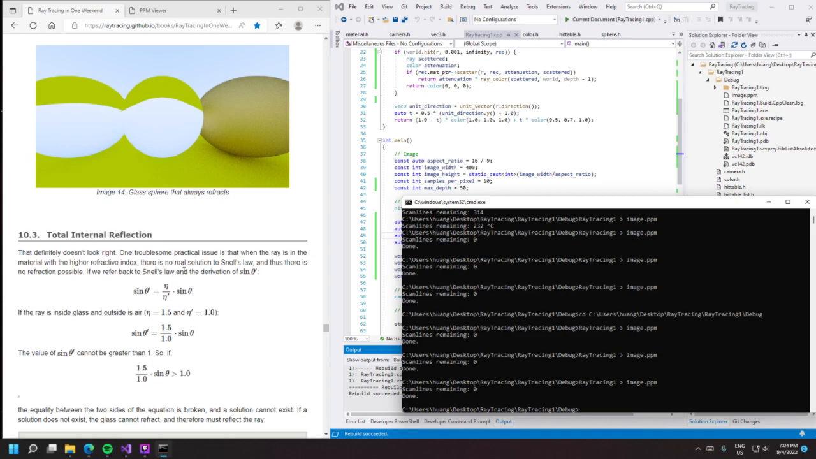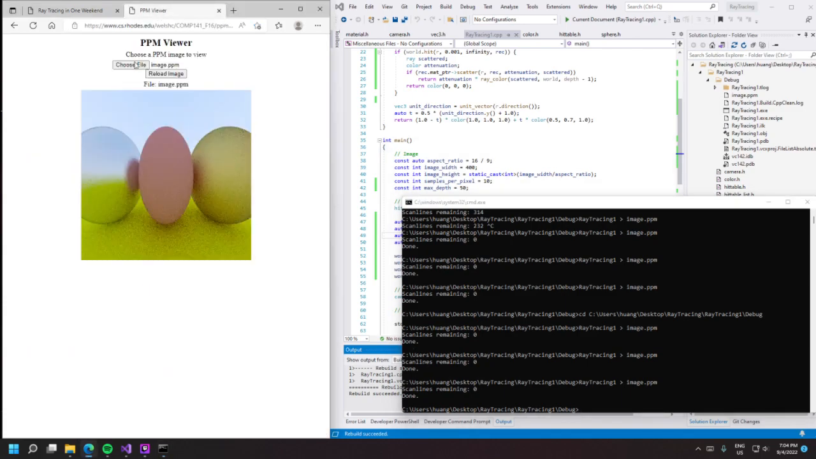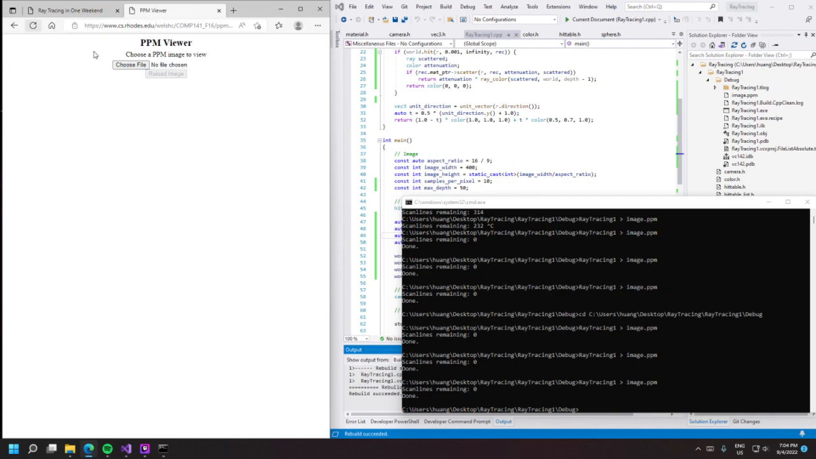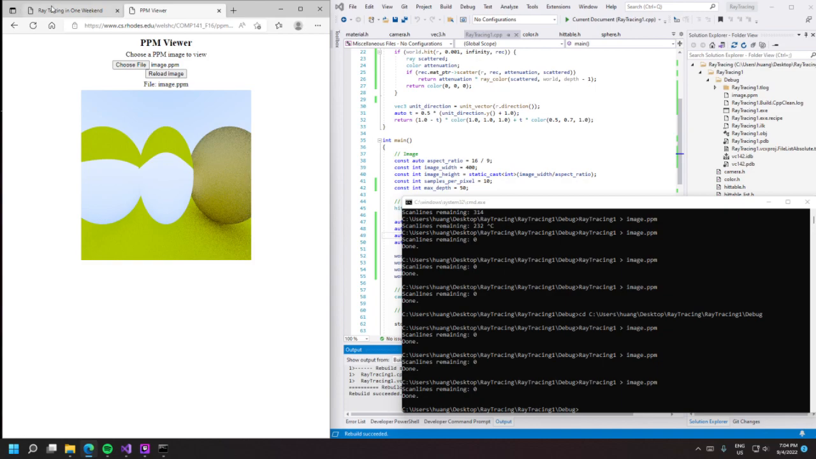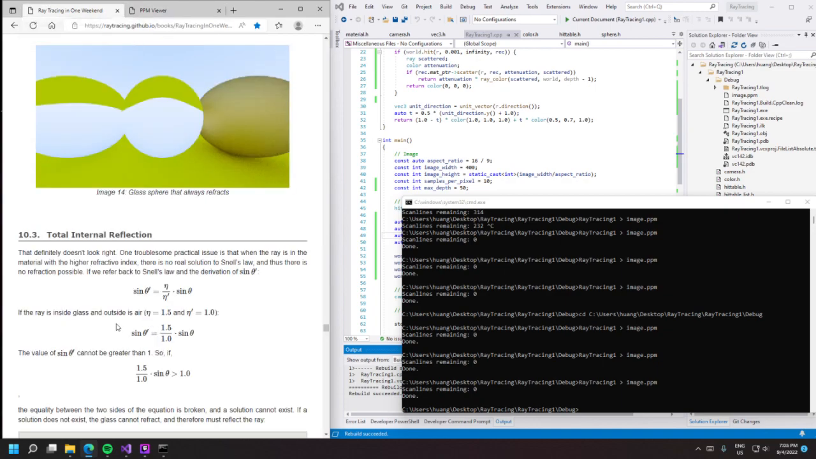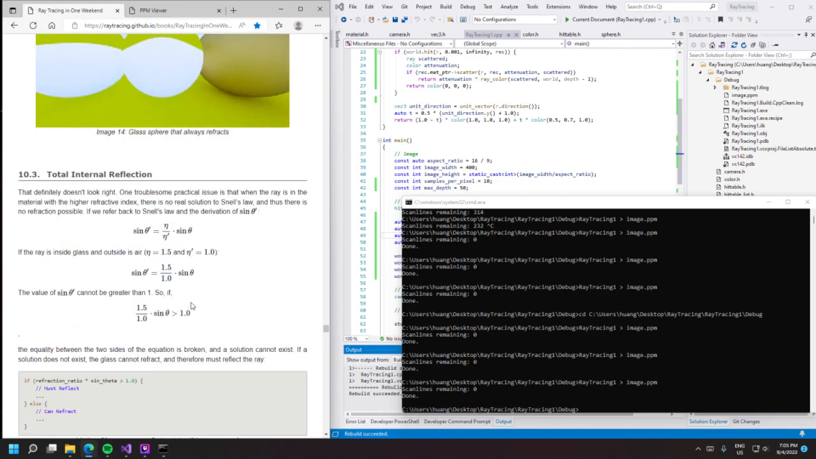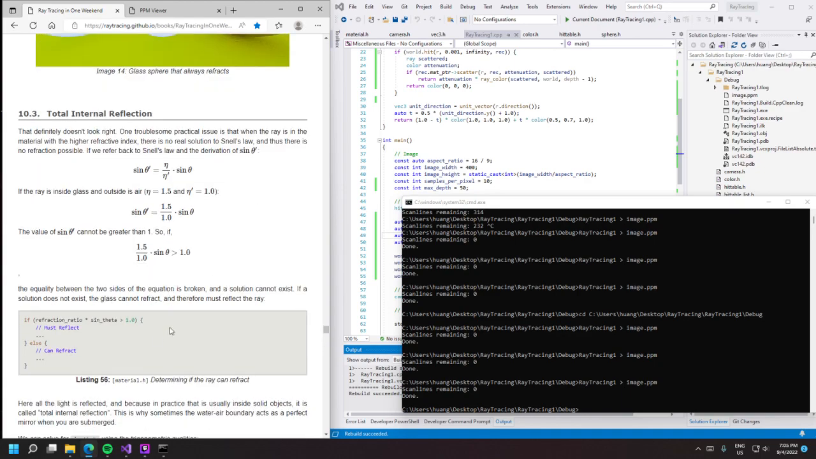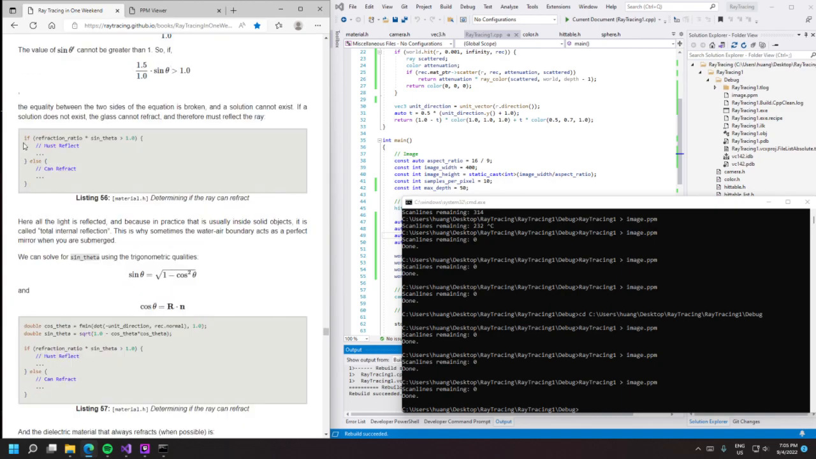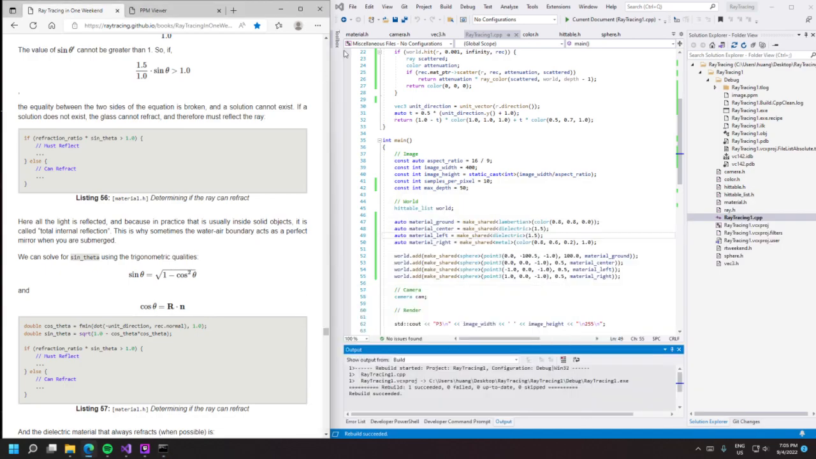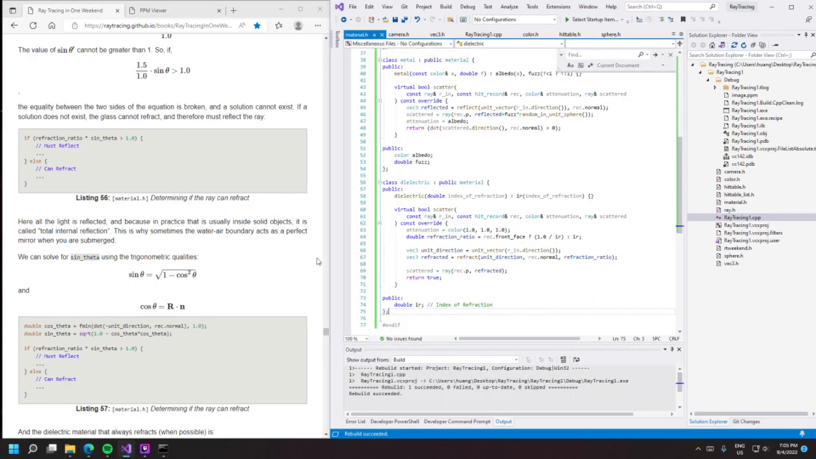If we refer back to Snell's law and the derivation of sine theta prime. Okay, before that, let's try the image first to make sure we are still following. Yes, we're still following, but this doesn't look good. We need to improve that. If the ray is inside glass and outside is air, then you know that from reality it cannot refract. So we need to change this to know that you cannot refract from a higher index to a lower index of refraction, because physically it doesn't happen.